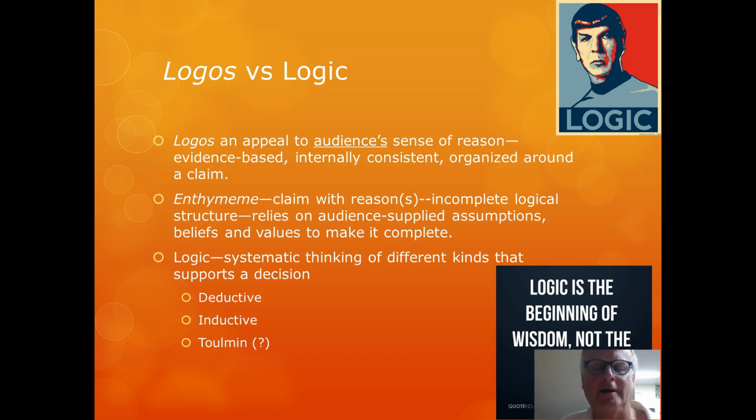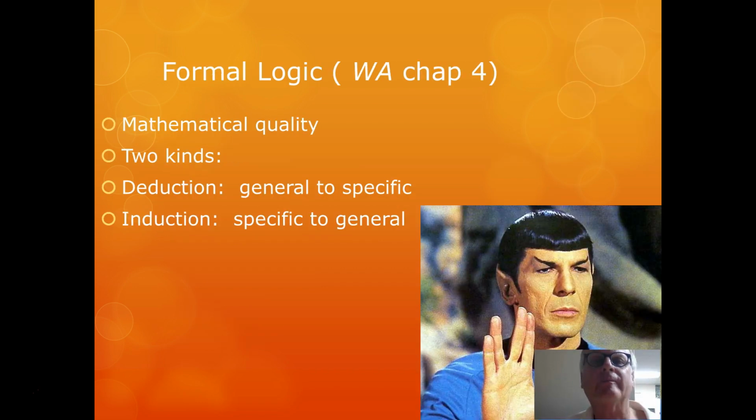and that is this claim that we've talked about before in the types of claim discussion. And it's necessarily incomplete because it's what we think. It's a claim with reasons, but then the audience fills in assumptions, beliefs, values in order to make it complete. Logic, as distinct from an appeal to logos, is systematic thinking of different kinds that helps us to support a decision. Philosophically, we always talk about deductive and inductive logic, and I'll talk about that here in a little bit. And then for our purposes, and something our textbook relies on very heavily, is this idea of logic as seen through the eyes of the philosopher Stephen Toulmin.